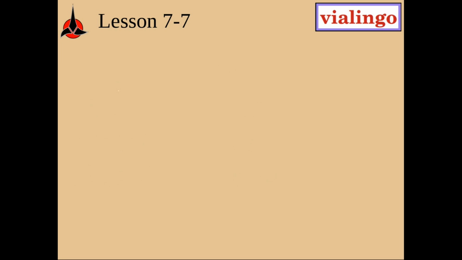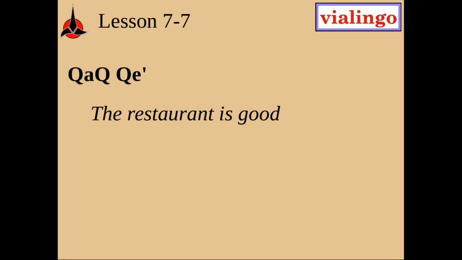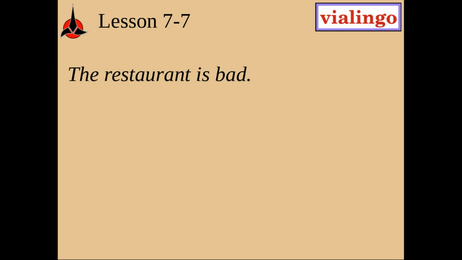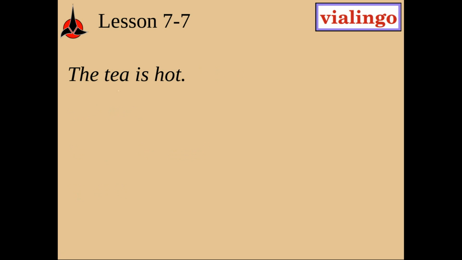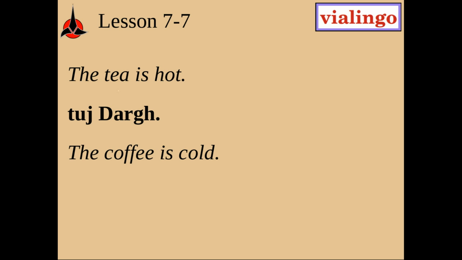Khak means to be good, but it also translates as is good. Now you know how to say a sentence like the restaurant is good. Because Klingon word order is back to front, you have to say is good the restaurant. So the restaurant is good is khak khe. How do you say the restaurant is bad? Carb khe. The food is good. Ghop shoj. The tea is hot. Tuj dar. The coffee is cold.